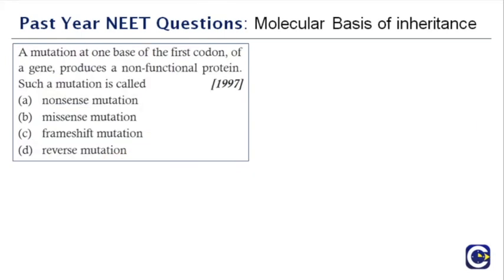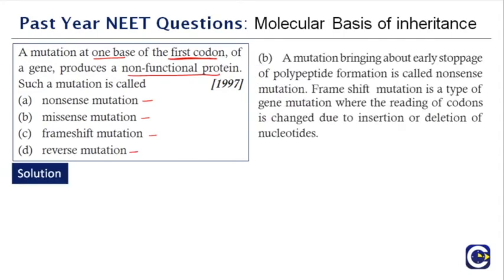A mutation at one base of the first codon itself of a gene produces a non-functional protein. Such a mutation is called nonsense mutation, missense mutation, frameshift mutation, or reverse mutation. So what is the right answer? What is the mutation at one base of the first codon? The right answer is option B. It is missense mutation.